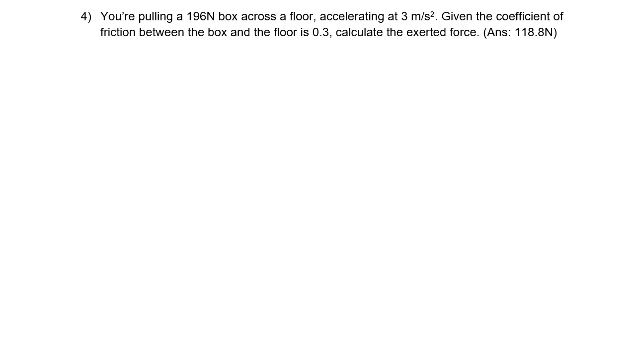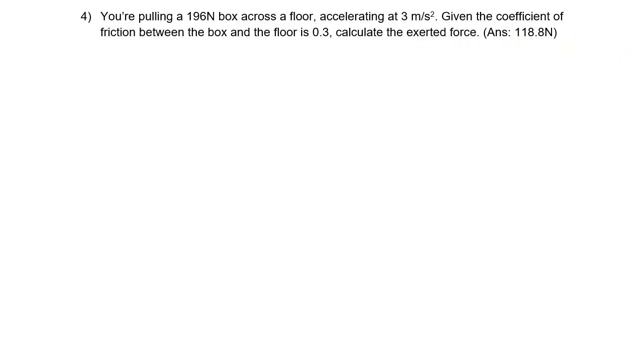Okay, and now let's do problem number 4 on page 5 in its entirety. So it says you're pulling a 196 Newton box across the floor, accelerating at 3 meters per second squared. Given the coefficient of friction between the box and the floor is 0.3, calculate the exerting force.